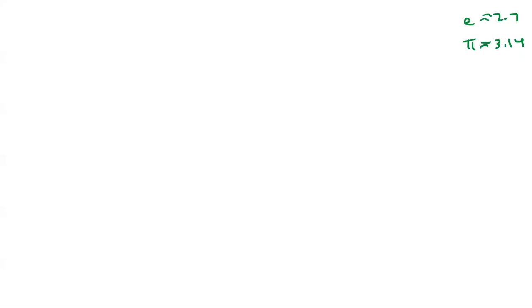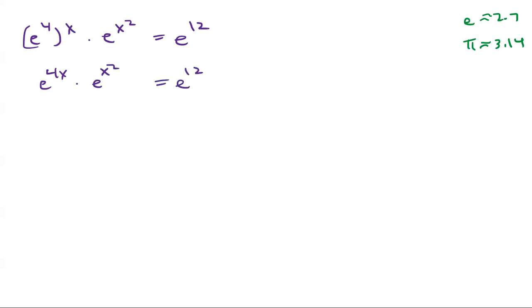Okay, so let's say we have e to the 4 raised to the x power times e raised to the x squared equals e to the 12th power. Okay, so what do we do here? Well, first, again, a power to a power we multiply. So we get e to the 4x times e to the x squared equals e to the 12th power. So remember, if you have, say, x to the third times x squared, I can add them, right? If you have the same base, you can add the powers. So that'll be 3 plus 2, which is x to the 5th power. So it's the same thing for this.